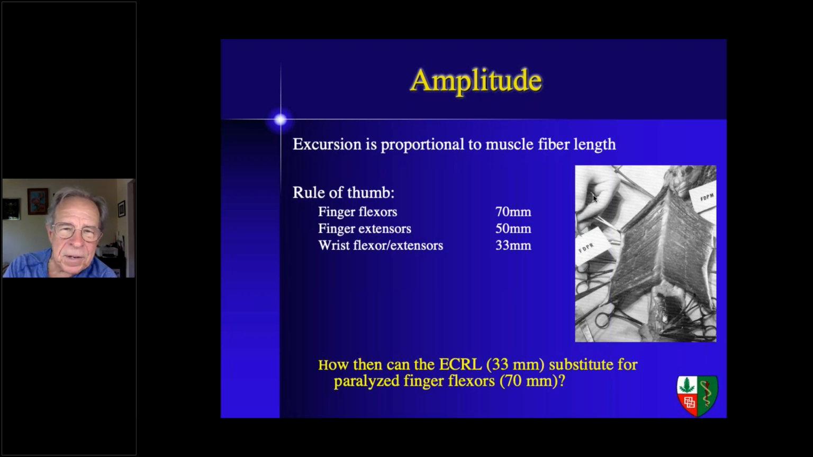This brings to mind a question. Frequently, the extensor carpi radialis longus is used as a transfer to substitute for paralyzed finger flexors. The ECRL has an amplitude of 33 millimeters. So how in the world can it substitute for paralyzed finger flexors, which require 70 millimeters? So Matt, any idea how we know it works, so why does it work? You get the benefit of, with that motion of the tenodesis effect to kind of transmit downstream, so to speak.